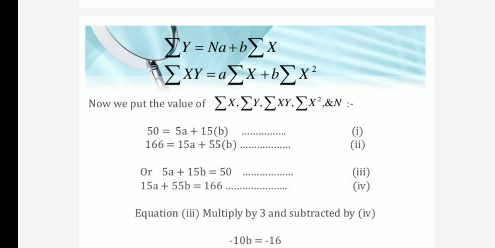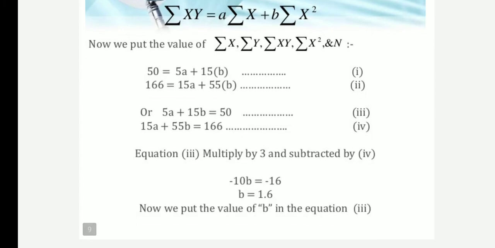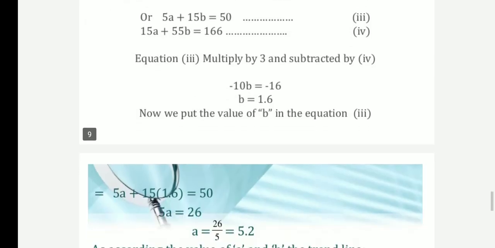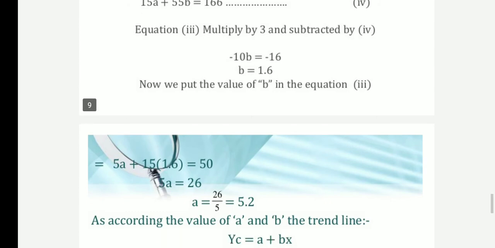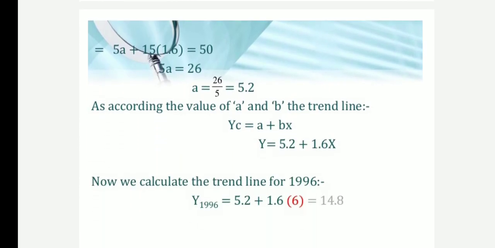So I have to substitute these values and simplify: multiply equation number 3 by 3 and subtract equation 4. That gives you minus 10b equals minus 16, or b equals 1.6. Now put the value of b in equation 3. That gives you a. This 5a plus 15b equals 50, that is 5a equals 26, or a equals 5.2.